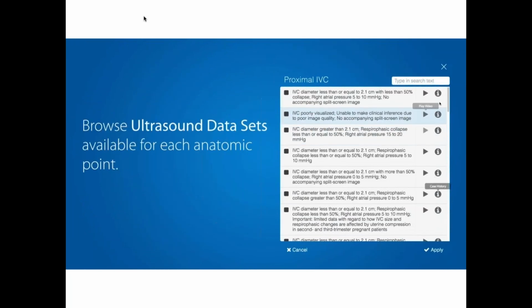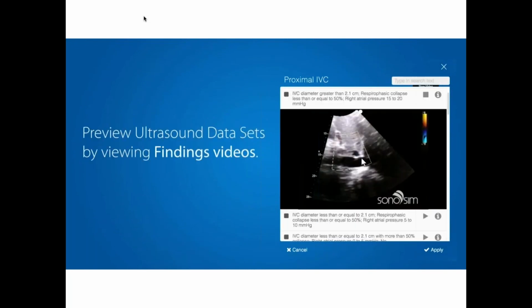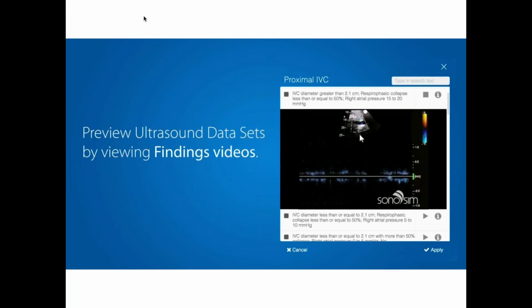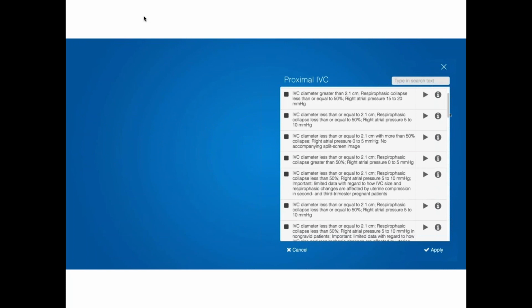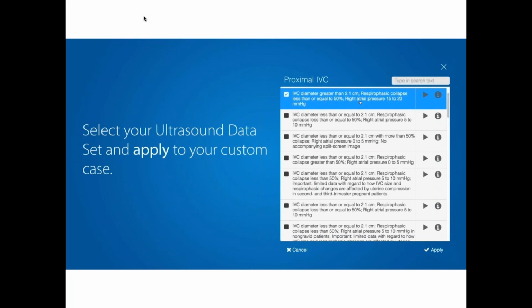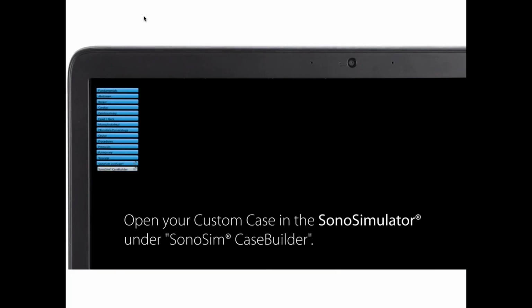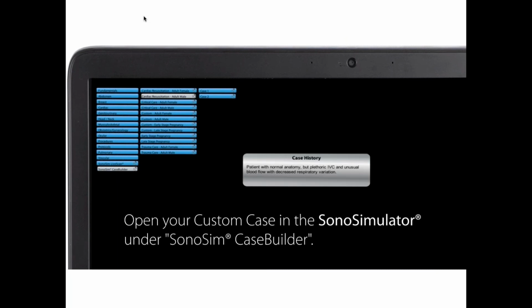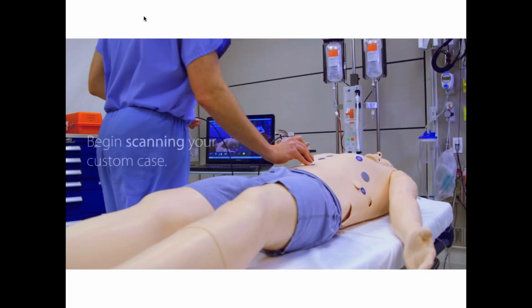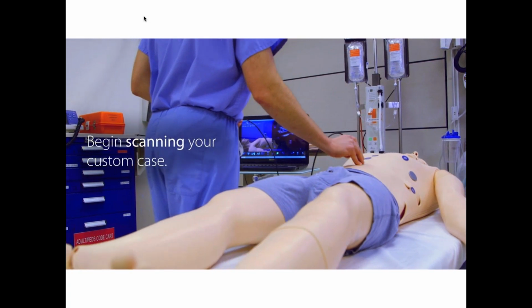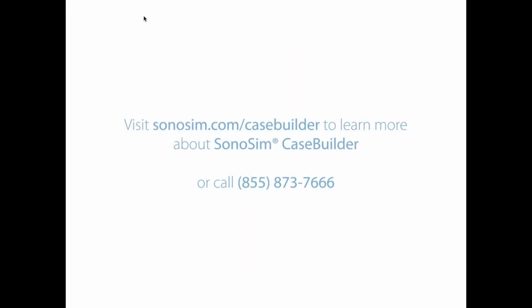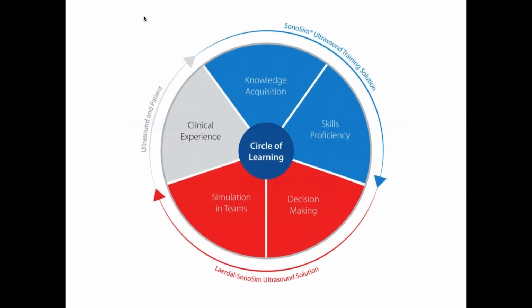The template pulls up and you can select, in this case, the proximal IVC point was selected. You can scroll down through an entire library of all of our data sets for the proximal IVC, and once you find the one that you like, you'll click down there on the right-hand side, apply, and populate that data set. You'll continue to do that until the entire template is populated, write your case history, and then that gets imported into the simulator into a tab called SonoSim Case Builder, you can see over here. So there you see the technology integrated onto a mannequin. And again, it can be done on a standardized patient as well.